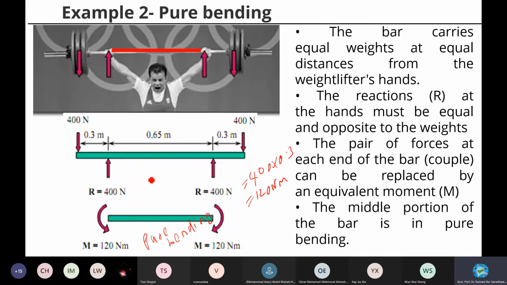So the other way of solving this problem is taking this as pure bending and then solving it. Written here: the bar carries equal weights and an equal reaction is applied by this gentleman, so it is balanced. The reactions at the hands must be equal and opposite to the weights. The pair of forces at the ends of the bar can be replaced by an equivalent moment. The middle portion of the bar is in pure bending.